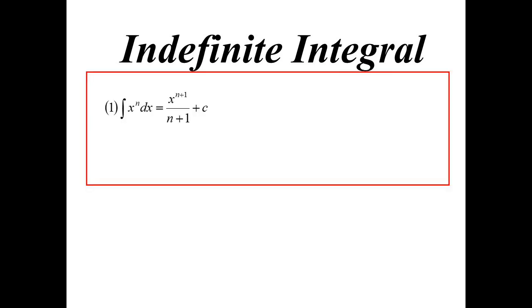But instead of substituting numbers, I go, well, plus a constant. Because there might be other numbers there that I don't know about that when I differentiated, I got 0. So it's indefinite. I'm not sure what it is.